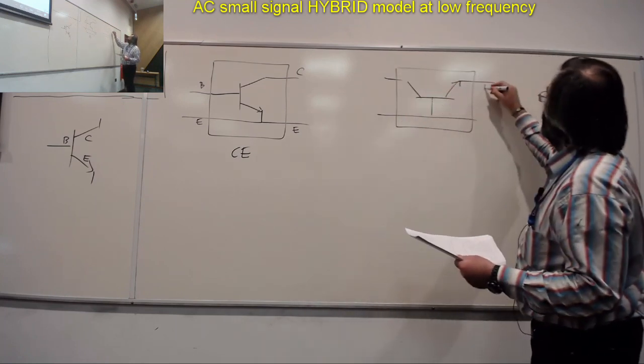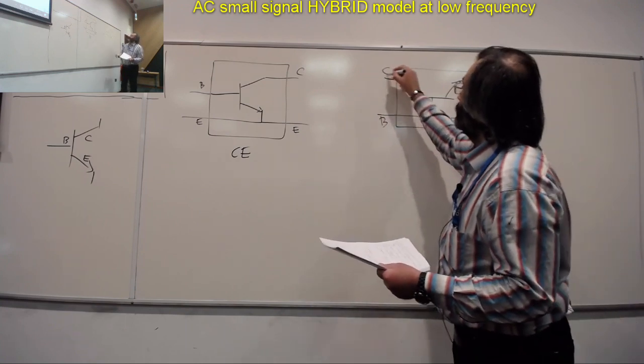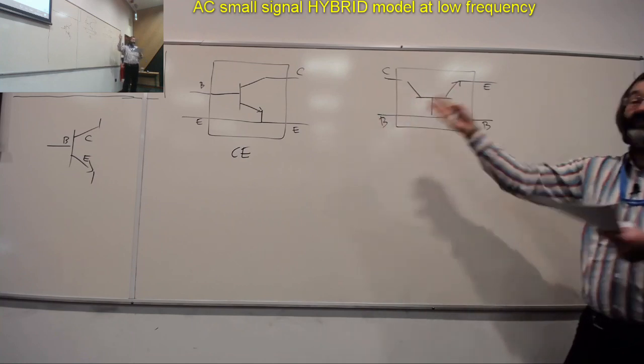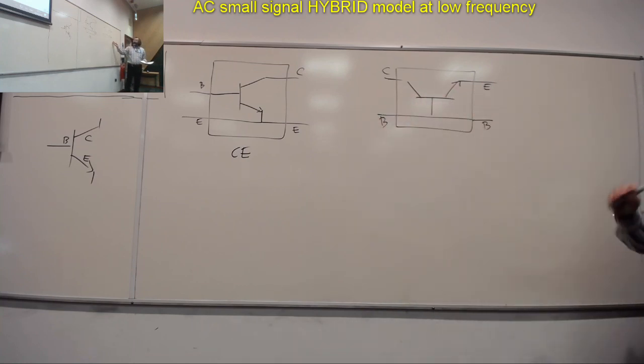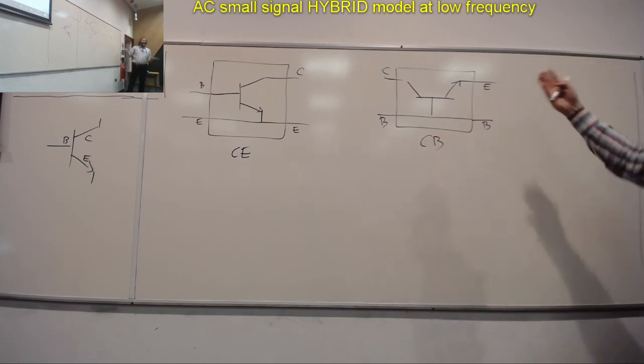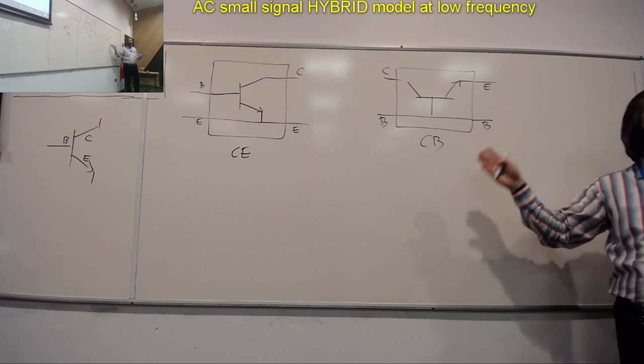So this is the emitter, this is the base, this is also the base, and this is the collector. This could be the input port and the output port, and vice versa. It doesn't really matter now the name. This is for the common base. So a 2-port element made by BJT in common base configuration.